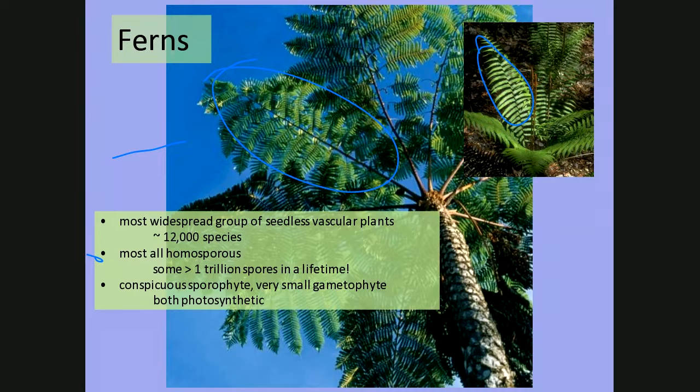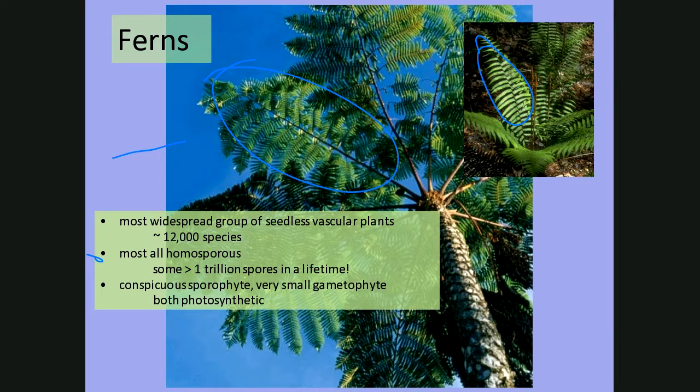They're very delicate. And since the sporophyte is not dependent upon the gametophyte, since it doesn't grow out of it and need it for food like in the mosses, many times the gametophyte just disintegrates after the sporophyte emerges. Both the sporophyte and the gametophyte are photosynthetic. Things that are green are typically photosynthetic.